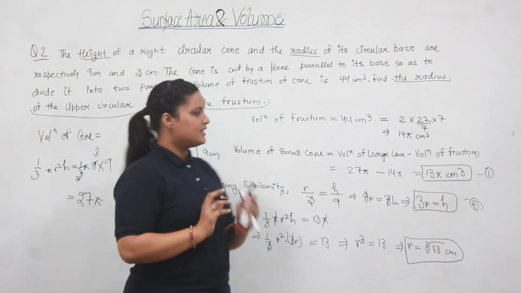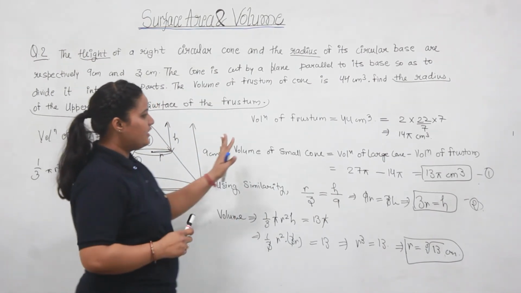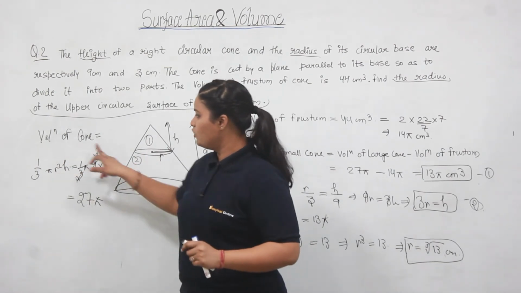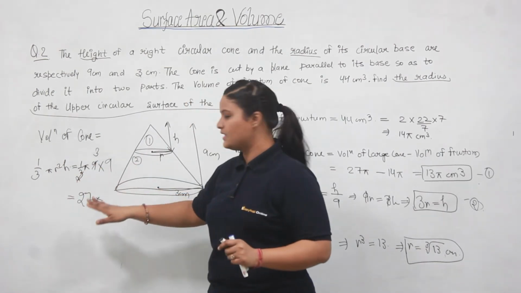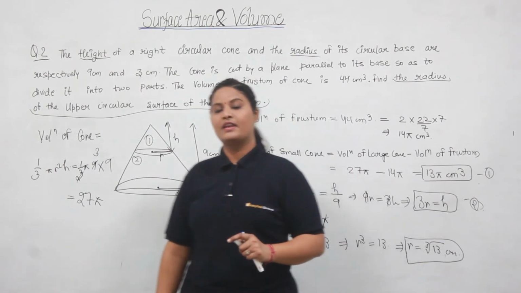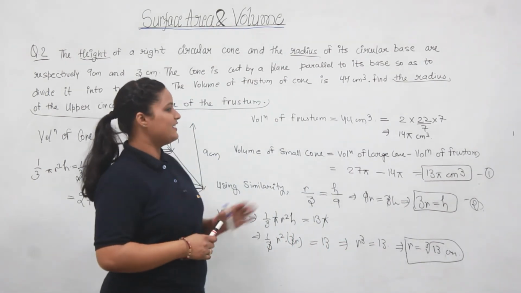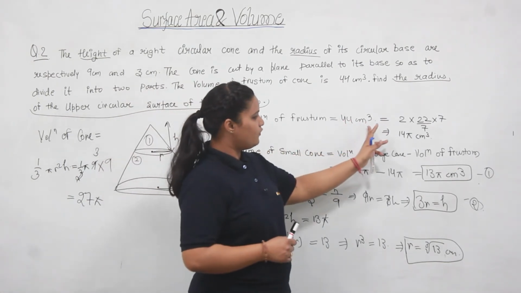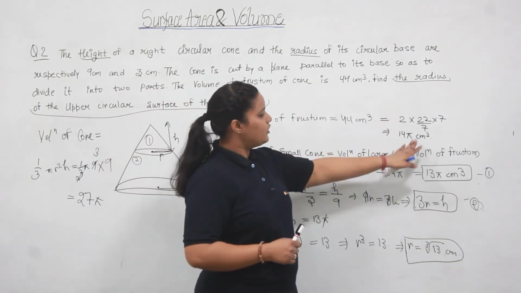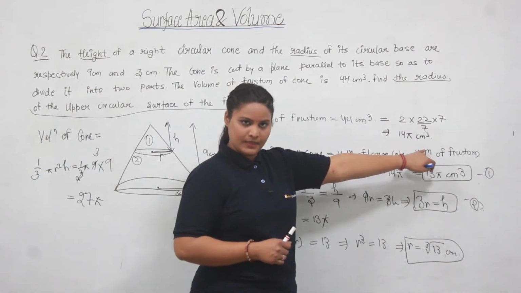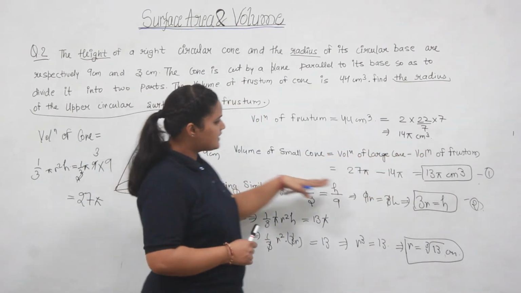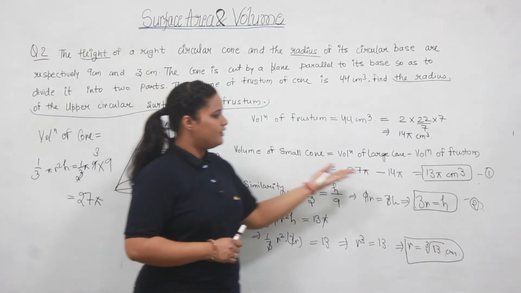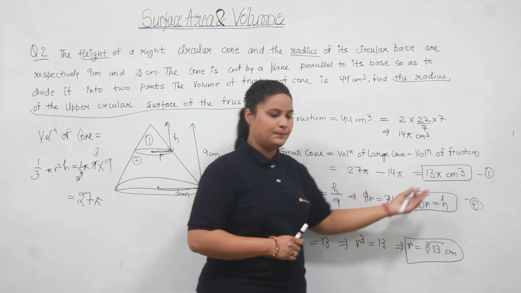Clear? I just have done nothing. I found out the volume of the entire cone, that is 1 by 3 pi r square h, which is equal to 27 pi. And don't go by my handwriting, just look here again. The volume of the frustum is 44 centimeter cube. I converted it into 14 pi in pi terms, then subtracted it to find out the volume of the small cone. It will be equal to 13 pi.